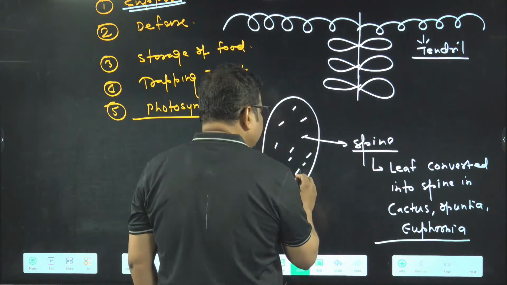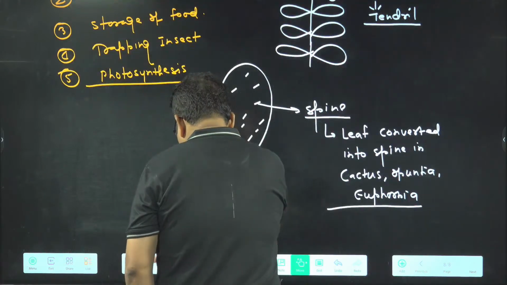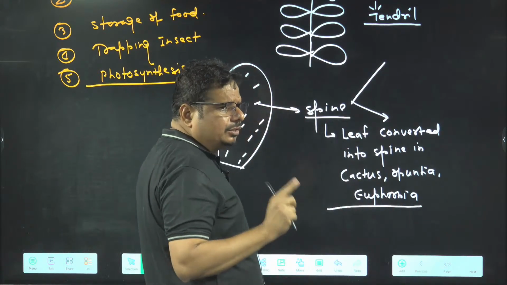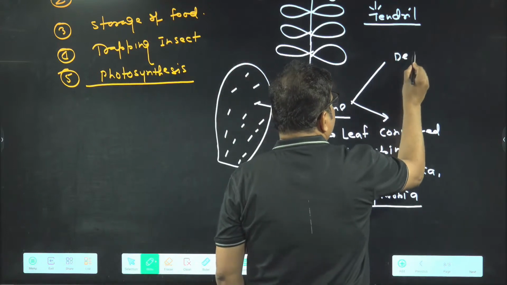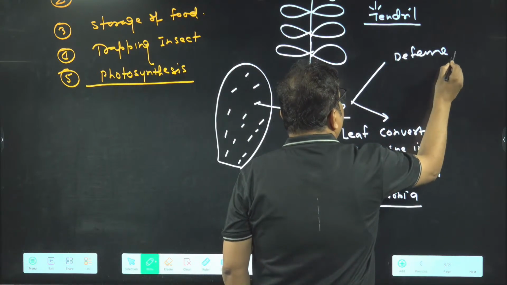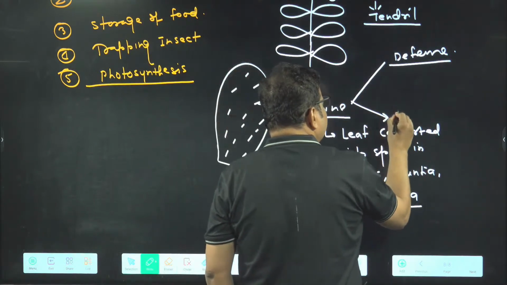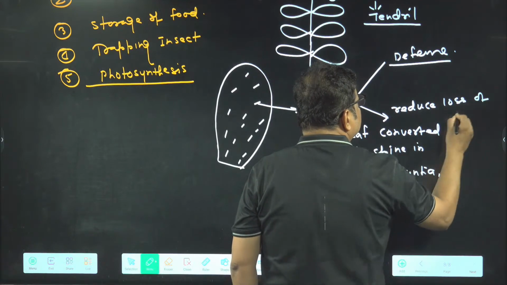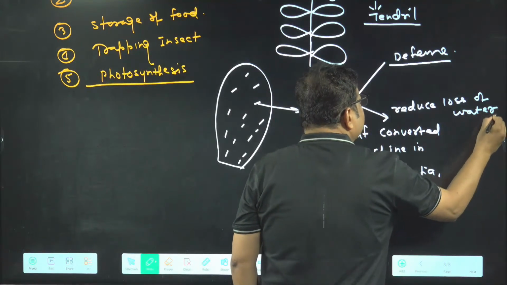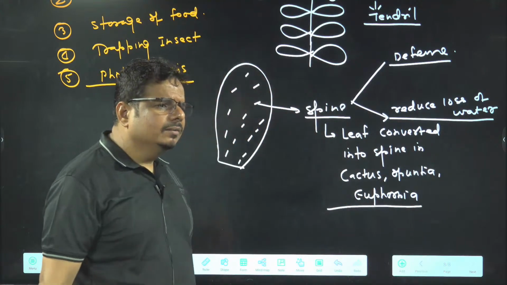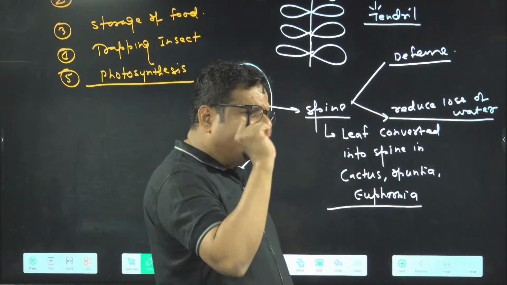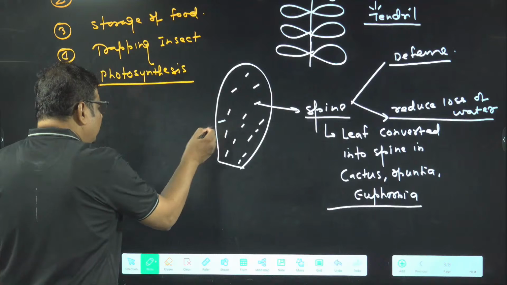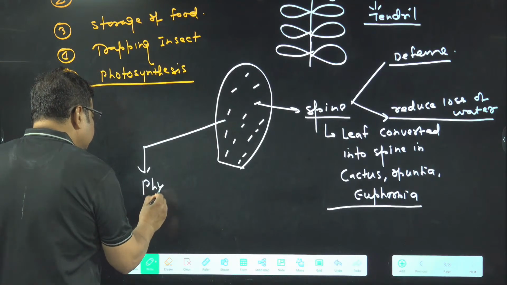So how many purposes do these spines serve? A spine is a pointed structure, and it helps in which one? Defense. Another purpose served by the spine is what? Reduce loss of water. So it is a xerophytic adaptation also. When a leaf converts into a spine, what happens? Surface area gets reduced and loss of water occurs less. And this flattened structure is what? Phylloclade.